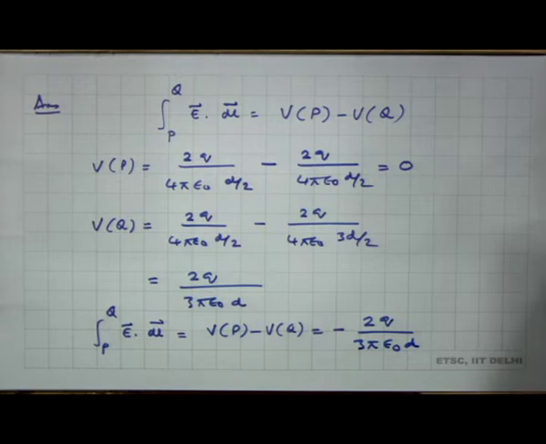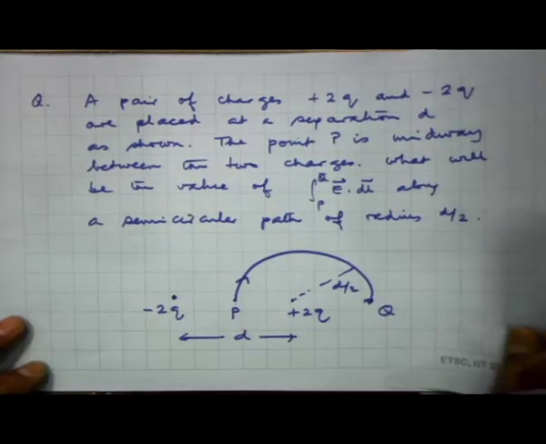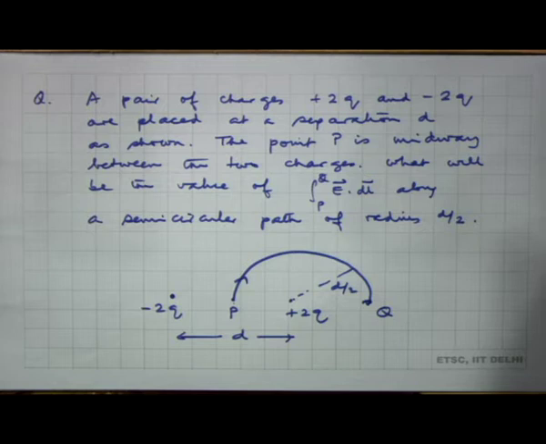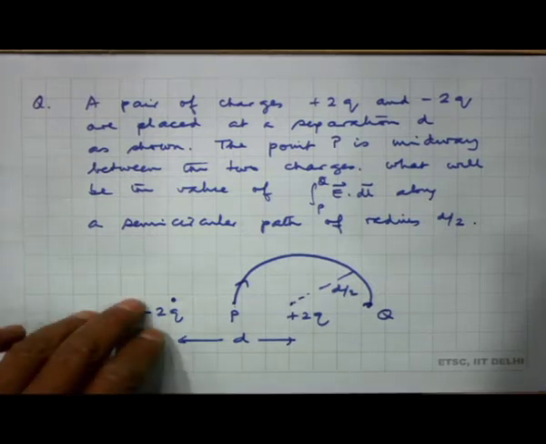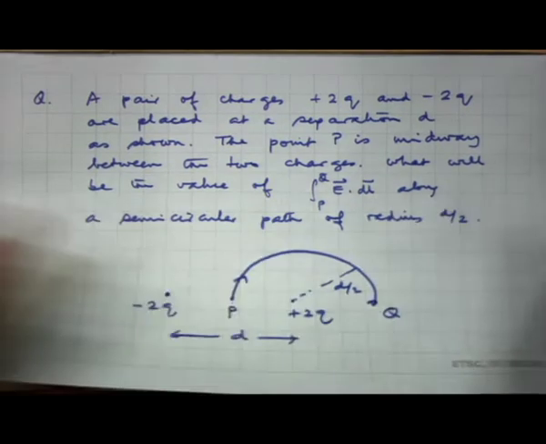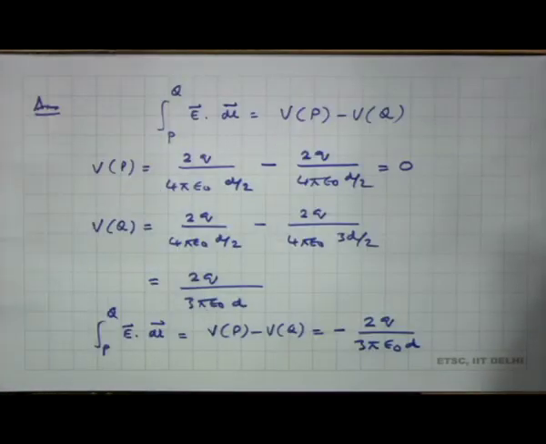So, please remember, I could have made the problem more complicated by calculating the electric field as a function of position and actually substituting the electric field inside and integrating. That would have made my life very difficult, but because integral E dot dl is nothing but the potential difference between the points P and Q, I can very quickly solve this problem and get the value of integral E dot dl from P to Q as this.